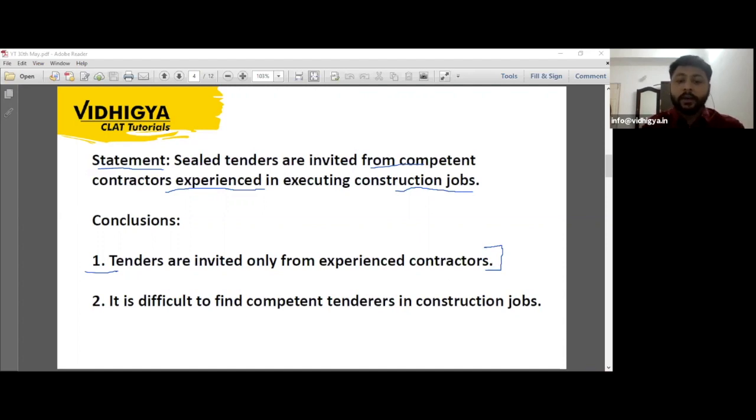So tenders are invited only from experienced contractors. This will do here. So this conclusion is correct. Now second, it is difficult to find competent tenderers in construction job. Now this statement is a bit on a negative side.